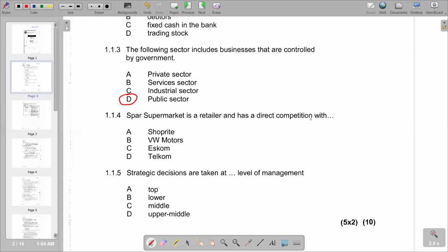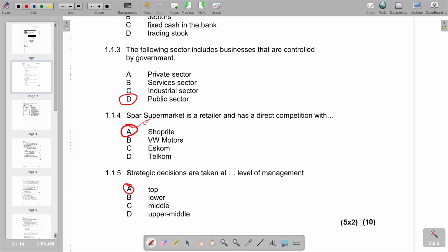A supermarket is a retailer, and there's direct competition with it, so we're going to look for a retailer in the answers that we are given. You see that ShopRite is not a retailer that we have there, so A is the correct response. We go to the next part of our question, which is 1.1.5, which says strategic decisions are taken at this level of management, top level. So this is what we have according to the multiple choice section.